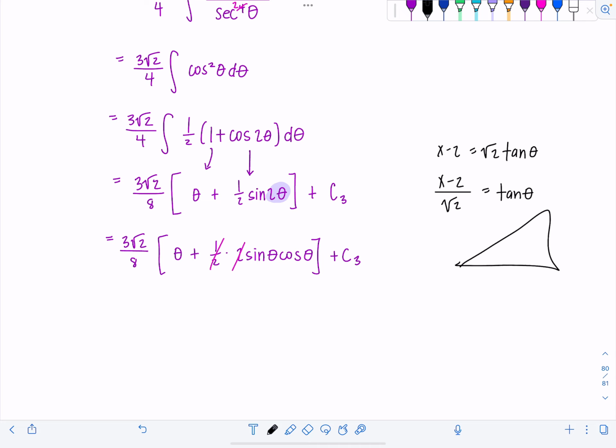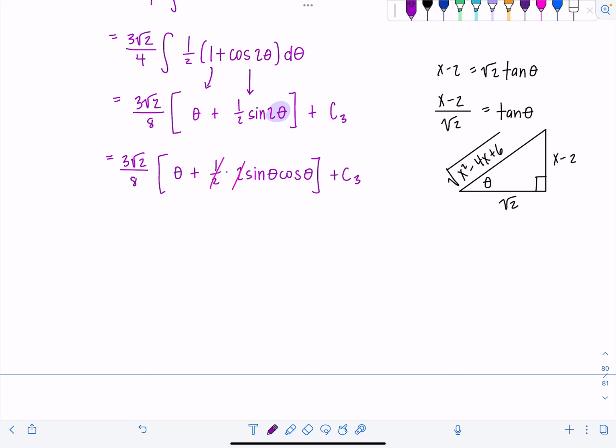And then you draw yourself a triangle, right triangle. Here's theta. Tangent is the ratio of the opposite over the adjacent side. And then using the Pythagorean theorem, the hypotenuse is going to be square root of x minus 2 squared plus 2. But we know that. That's x squared minus 4x plus 6. You should always get back an expression that you saw in the original integral when you're setting up your triangle. Okay. So now we're going to use the triangle to rewrite everything in terms of x.